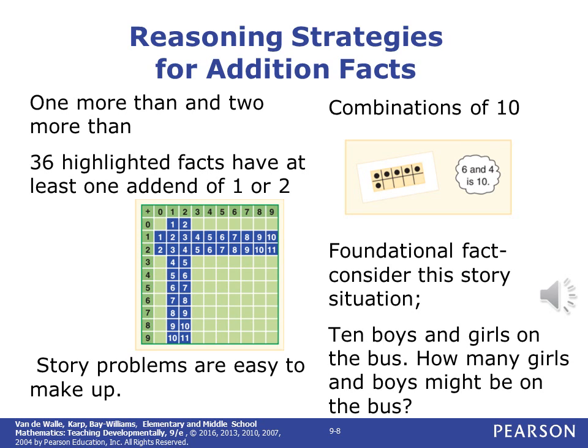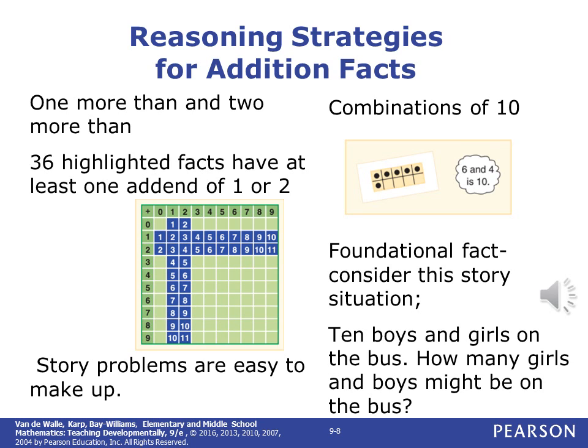The first strategy is 1 more than and 2 more than a number. Each of the 36 facts that are highlighted in that green and blue chart on the left of the slide that you're looking at has one addend of 1 or 2. And you can see that for each of the numbers from 0 to 9. It's really easy to create story problems where one of the addends is 1 or 2. And when asking about the story problems that you make up, you really should have your students explain, how did you get the answer of 9? And they might say, well, I counted 2 more than 7. Because this is the start of being able to move from counting to reasoning.